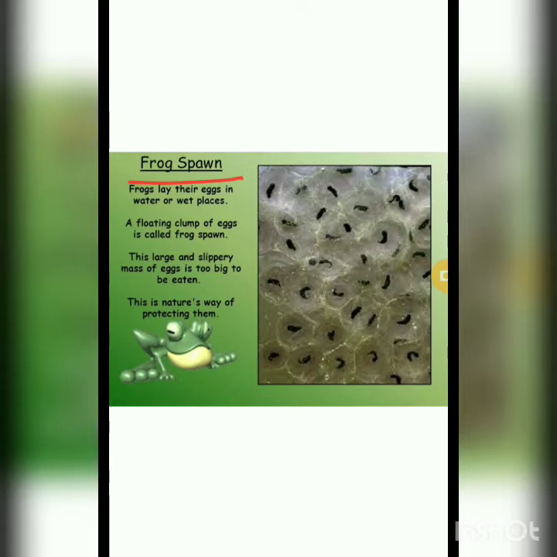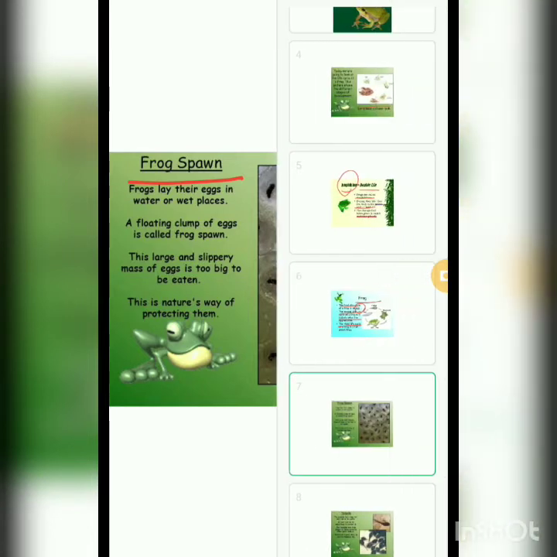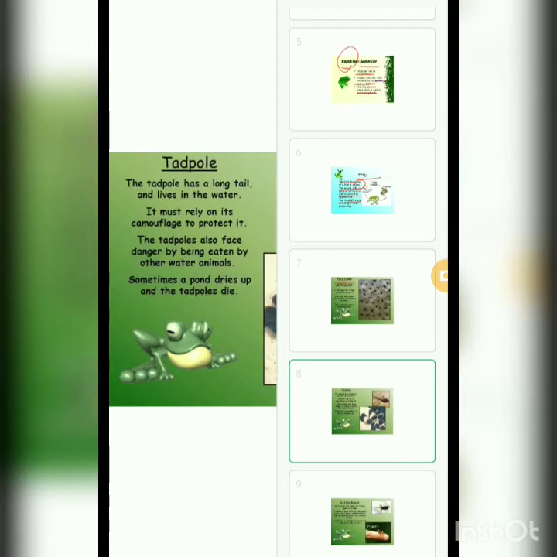Okay, a floating clump of eggs is called frog spawn. This large and slippery mass of eggs is too big to be eaten. This is nature's way of protecting them. So this is about frog spawn, which are laid in the cluster, that is spawn, and these eggs are laid in a water body so that they are able to reproduce. Okay, so this is about the first stage, that is frog spawn.